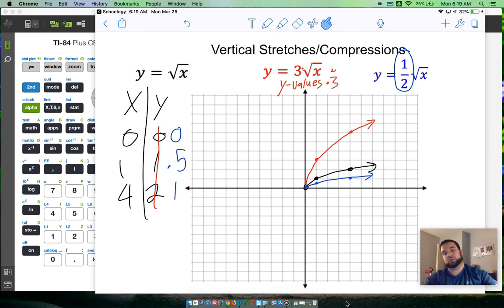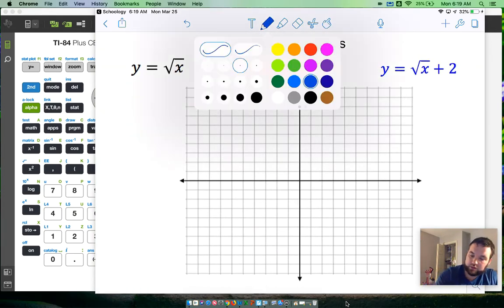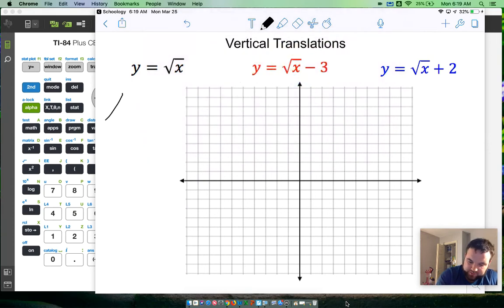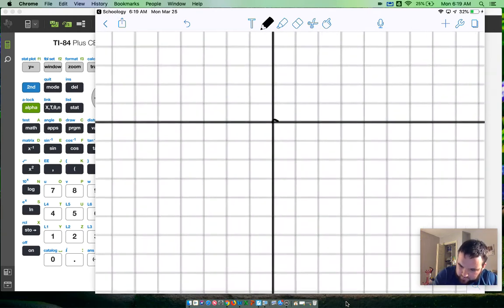So horizontal translations, so side to side, vertical stretches or compressions, and then finally we have vertical translations. Again, always coming back to that same set of x and y values, 0, 0, 1, 1, 4, 2, to get my parent function. So 0, 0, 1, 1, and 4, 2.